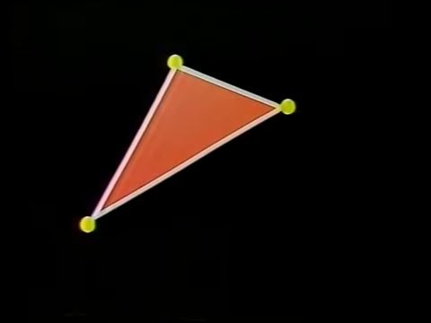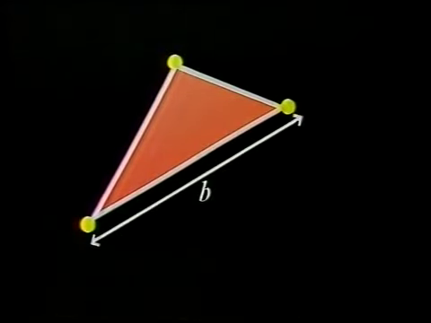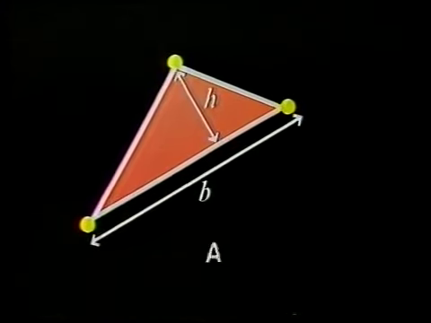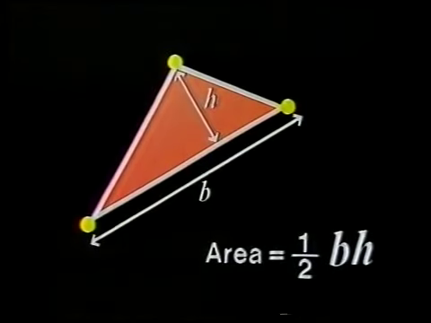You measure the base, call it B, and then you drop a perpendicular from the opposite vertex to the base. Measure the height, that's h, and the area is a half times the base times the height, that's a half BH.